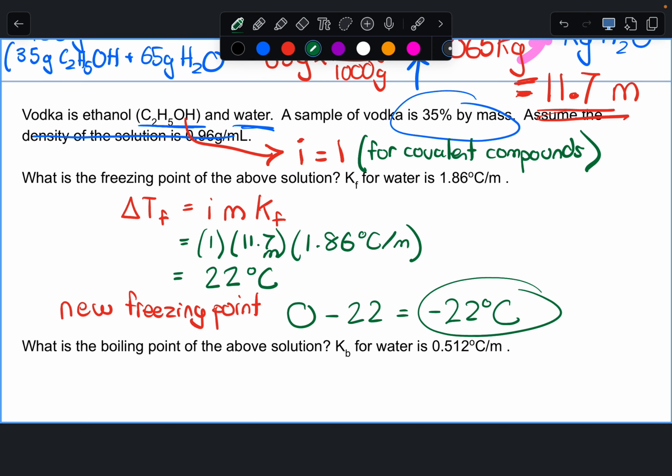Okay, so now go ahead and do the same thing, but now for the boiling point. And you'll notice the constant for the boiling point is a lot smaller, so 1.86.5. So that just tells us that the effect on boiling point is a lot less dramatic than the effect on freezing point. So the change is not going to be nearly as much for boiling point.